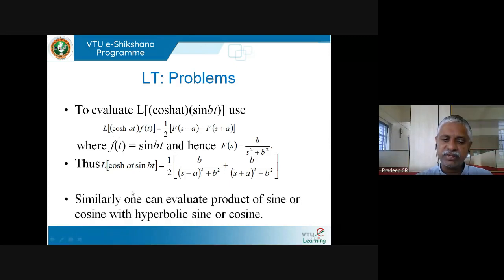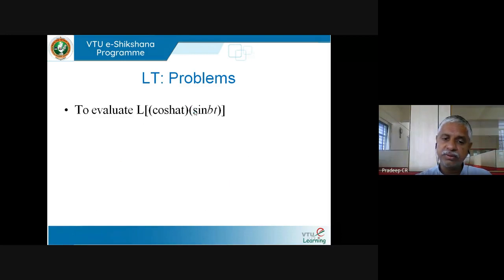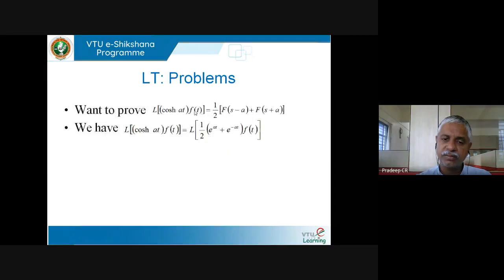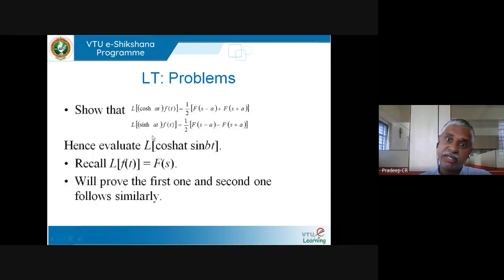Similarly, one can evaluate the product of sine or cosine with hyperbolic sine. So there's nothing special about cosh(at) sin(bt). I could have given you cos(at) and sinh(bt), and then I would have to use this formula. Which formula would I have to use? This one. Here I have proved, whenever you multiply sine hyperbolic with some function, what is the Laplace? So if in particular f(t) is cos(bt), that means sinh(at) cos(bt), then I can just find Laplace of cos(bt) and done. I have to replace in cos(bt) s by s minus a. That's how you get sinh(at) into cos(bt).